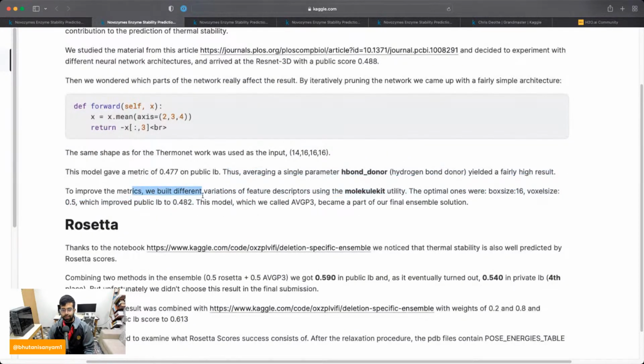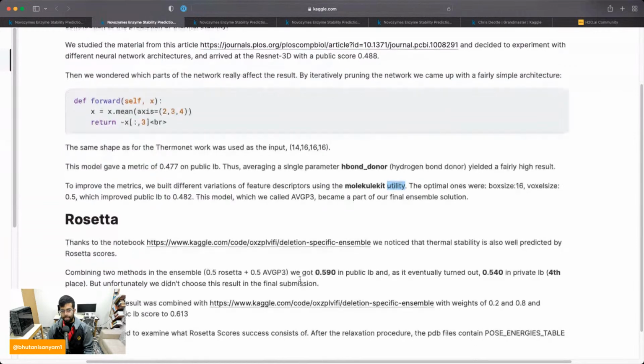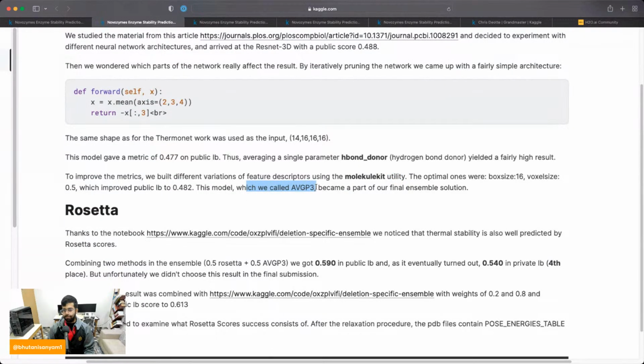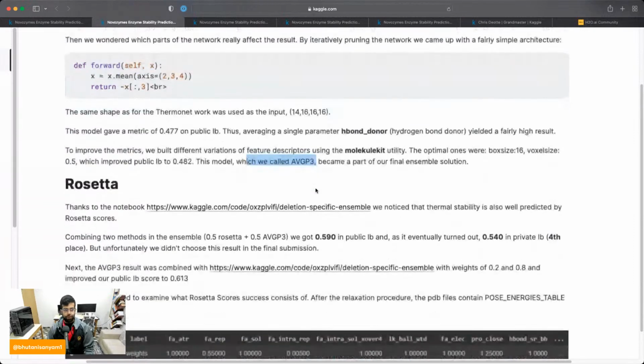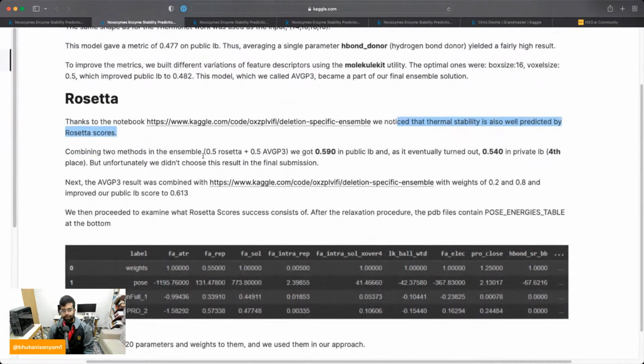To improve metrics, different variations of feature descriptors were used from this utility. And as we've seen earlier, many competitors just use open source libraries to create all different features or apply those to the data frame to basically add more columns with features. I assume this is something similar. This model is called AVGP3, which was a part of their final ensemble. They'd also use Rosetta, and they noticed that thermal stability is also well predicted by Rosetta. So they gave equal weightage to both the models, which boosted their score.